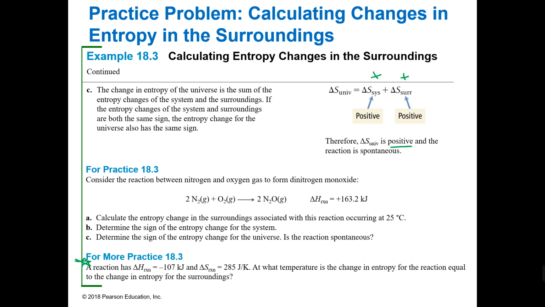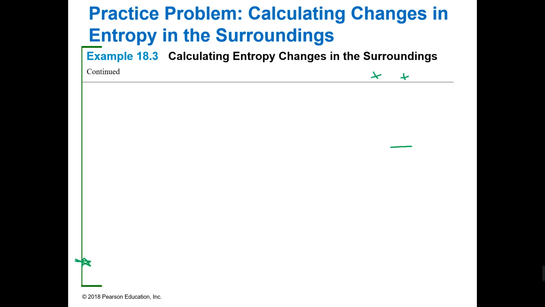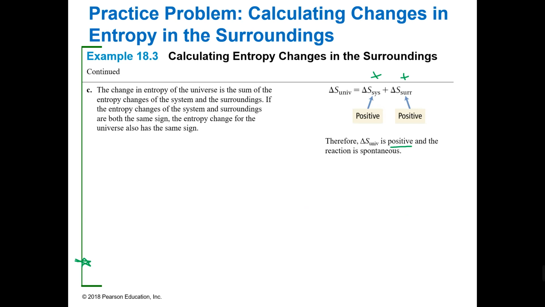However, you might see one like this where it says, here's the information, is this a spontaneous reaction? And you'd have to go through all of the steps A, B, and C that we just did. Then there might be a part D that says something to the effect of, if it is not spontaneous, at what temperature does it become spontaneous? And that's when you need to set delta S of the universe to 0, and then solve for a new temperature.